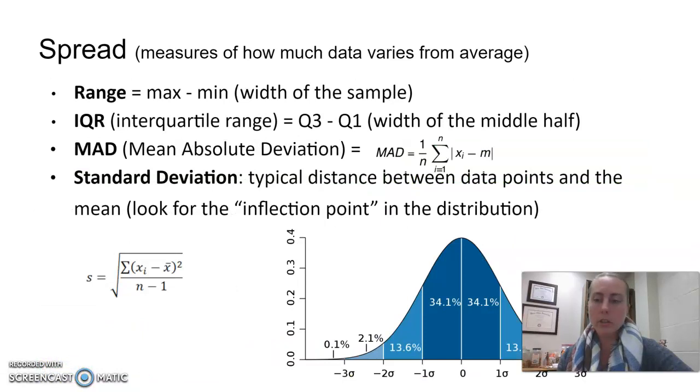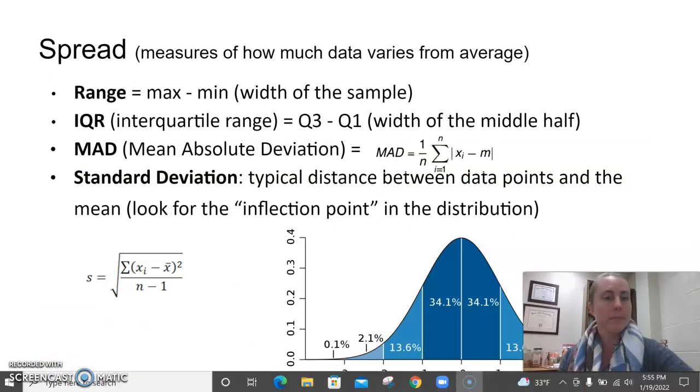Let's take a look at measures of spread. Spread measures how much data varies from the average, how spread out it is, how varied it is, how far away it is from the center. So the range we've already talked about is the max minus the minimum. That's the width of the sample.